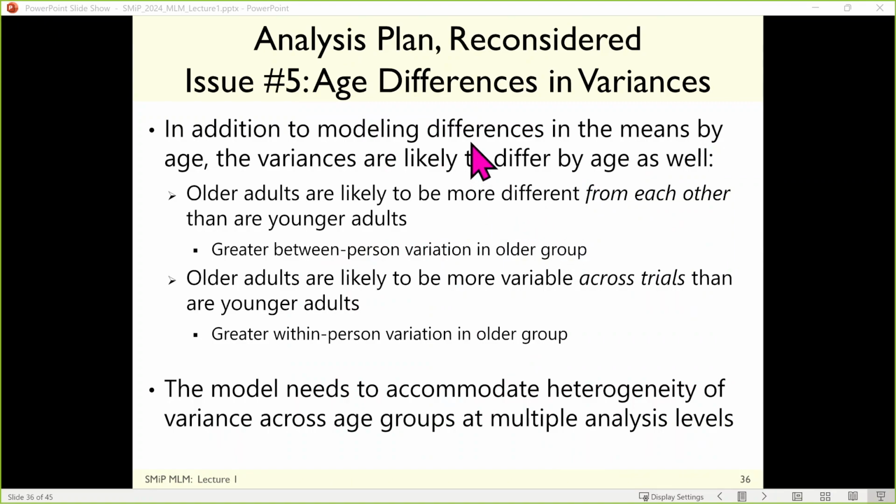In addition to mean differences by age, there's variance differences by age. So we would not assume that the younger adults are as different from each other as the older adults are. That's an analysis of variance assumption. You should have homogeneous residual variances across your groups. The same thing would be true in this context as well, and I know it's not going to be the case. So we need a model that's able to allow different variability as a function of age and not just different means as a function of age.